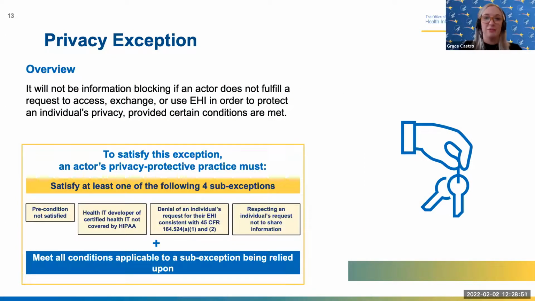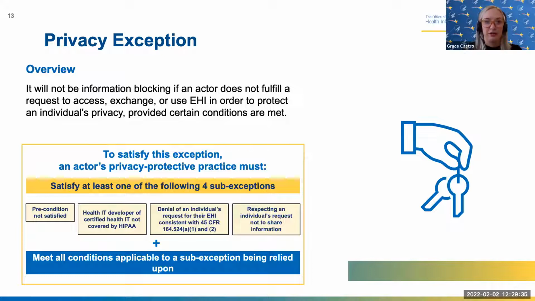Okay, so let's talk about the privacy exception. In our final rule, we stated that the information blocking provision does not require that actors provide access, exchange, or use of EHI in a manner that is not already permitted under the HIPAA privacy rule or other laws. So the privacy protective controls existing under the HIPAA rules are not weakened by the information blocking provision. We also structured the privacy exception to ensure that actors can engage in reasonable and necessary practices that advance the privacy interests of individuals. So let's move now to the overview of the privacy exception.